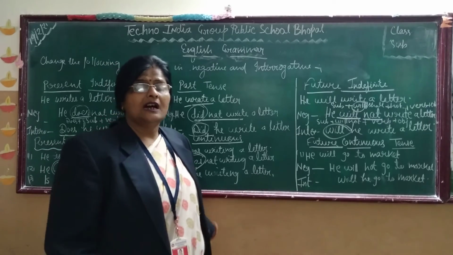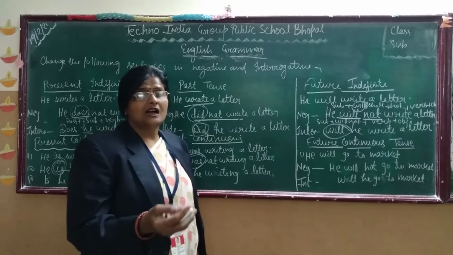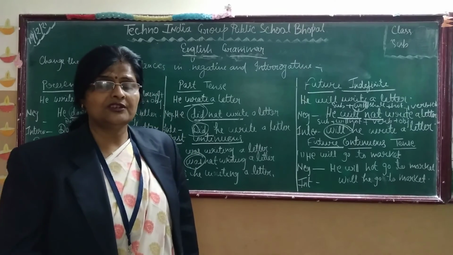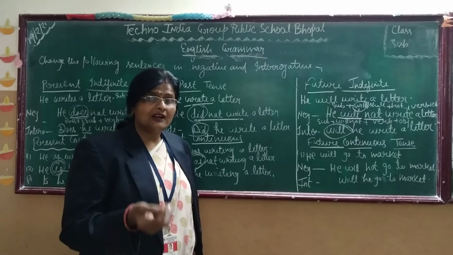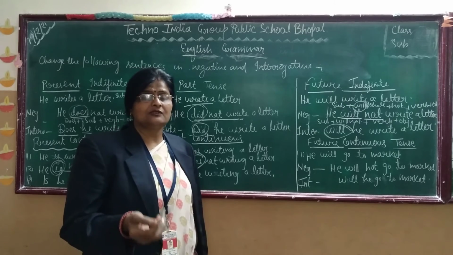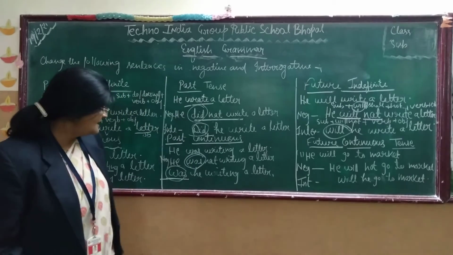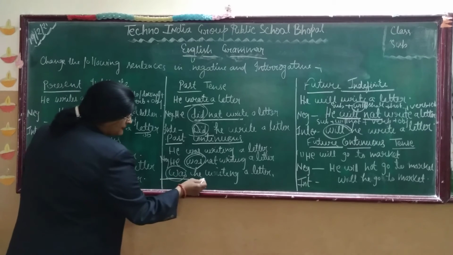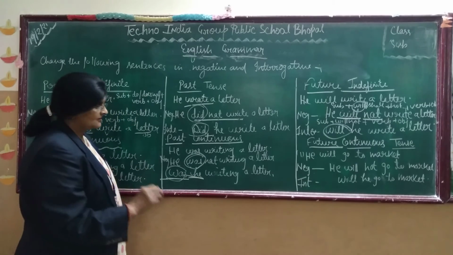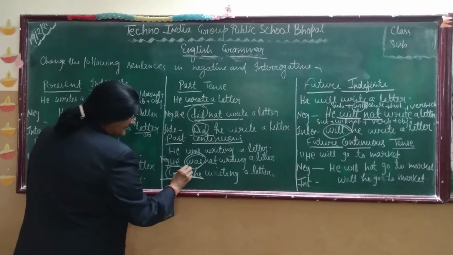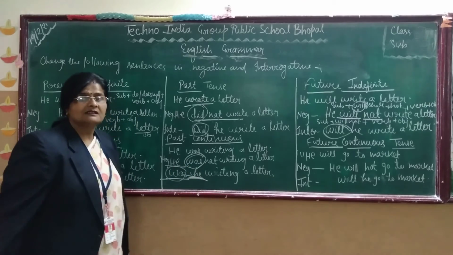We use the helping verb after the subject. Subject means I, we, you, they, he, she, it. But if we want to change these negative sentences into interrogative sentence, then we use this helping verb before the subject. Here is after the subject and here is before the subject.